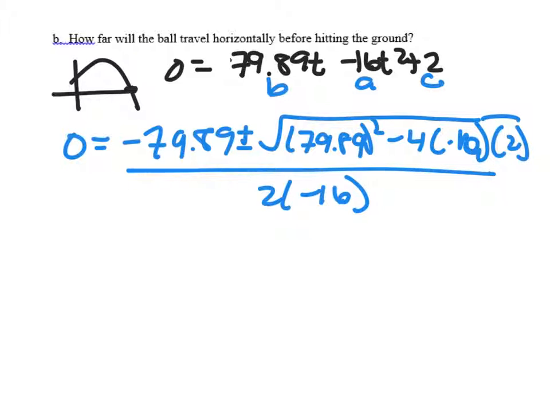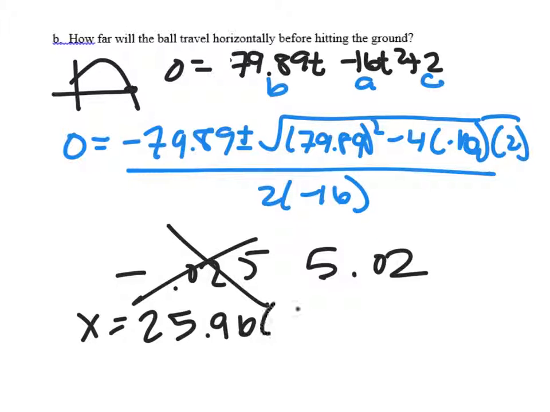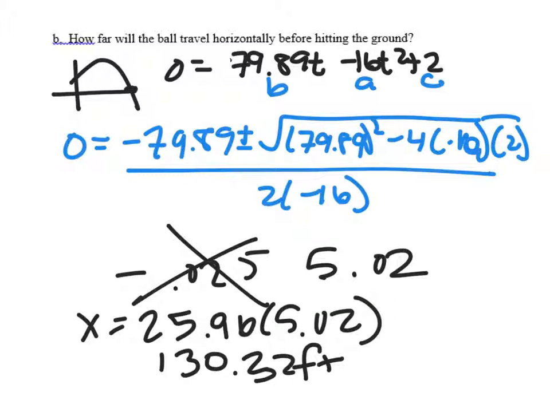Okay, at this point I had to stop and re-record the video, so hopefully I didn't lose anything. After this point, when you stick it in the calculator and use the quadratic formula, you get negative 0.025 and 5.02 as solutions. The negative one doesn't count, and then if you plug it back into x, 25.96 times 5.02, you get 130.32 feet, or if you divide that by 3, you get 43.4 yards.